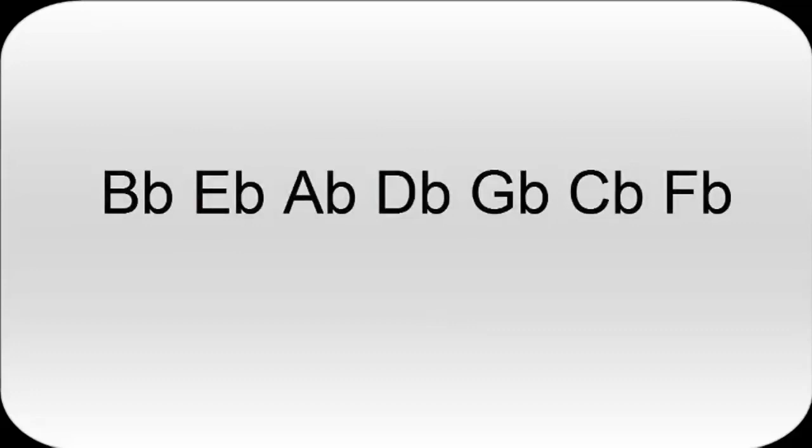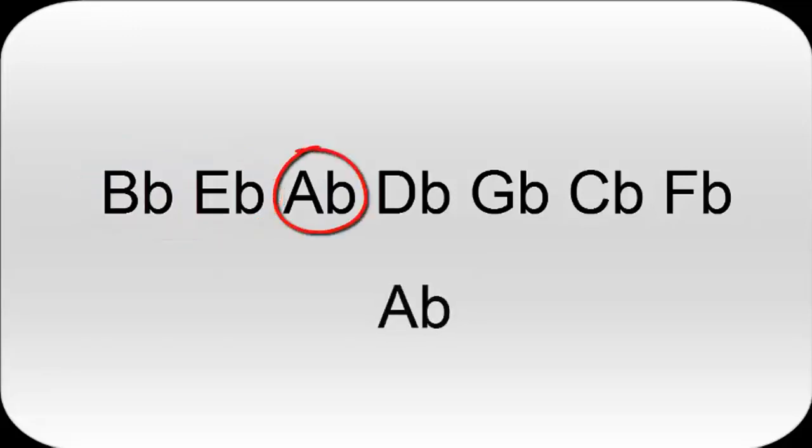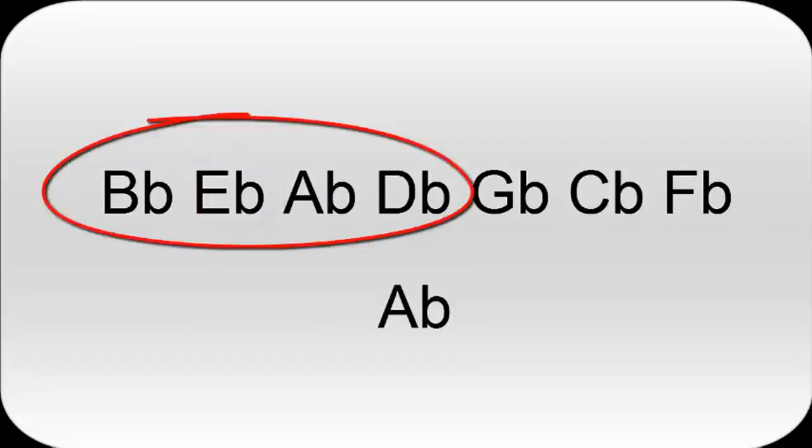Okay, let's take a look at the order of flats. If I want to find any key signature for a flat scale, so a scale with any sort of flat root note, let's use B flat for this example. I'll find B flat on my order of flats, and that will be the second to last flat that I see. So I'll gather B and E flat. So if I wanted to do this with A flat, I'd have B flat, E flat, A flat, it being the second to last, then D flat.